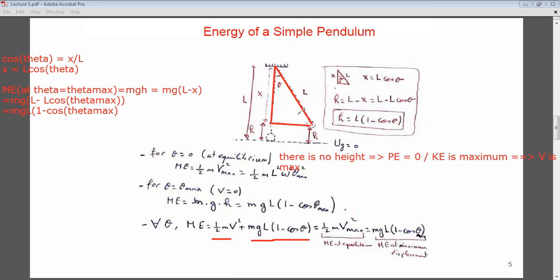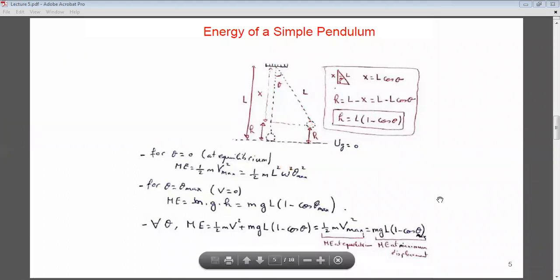This is equal to either the mechanical energy at equilibrium, which is half mv maximum squared, or the mechanical energy at maximum displacement, which is mgl into 1 minus cosine theta maximum. So you choose which one you want to use depending on what is given. Okay, now let's solve an exercise quickly to see that it's easier than what it seems.